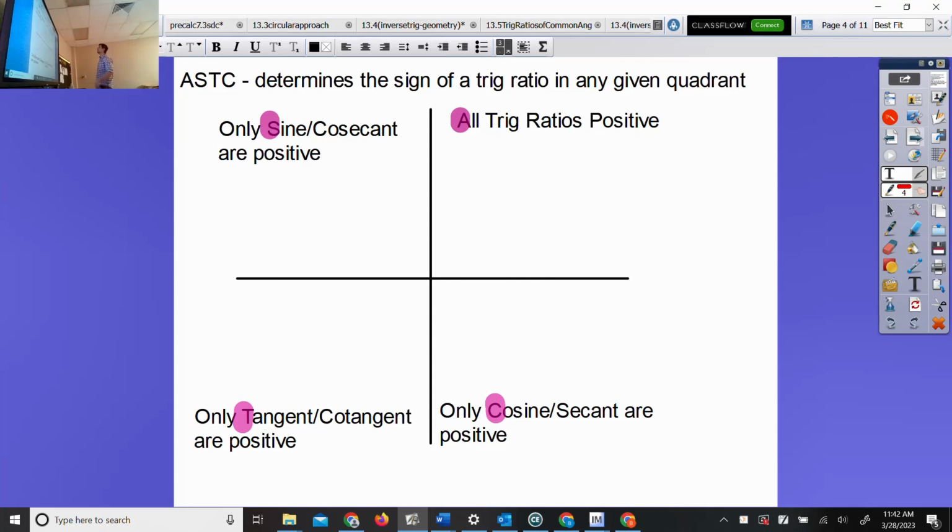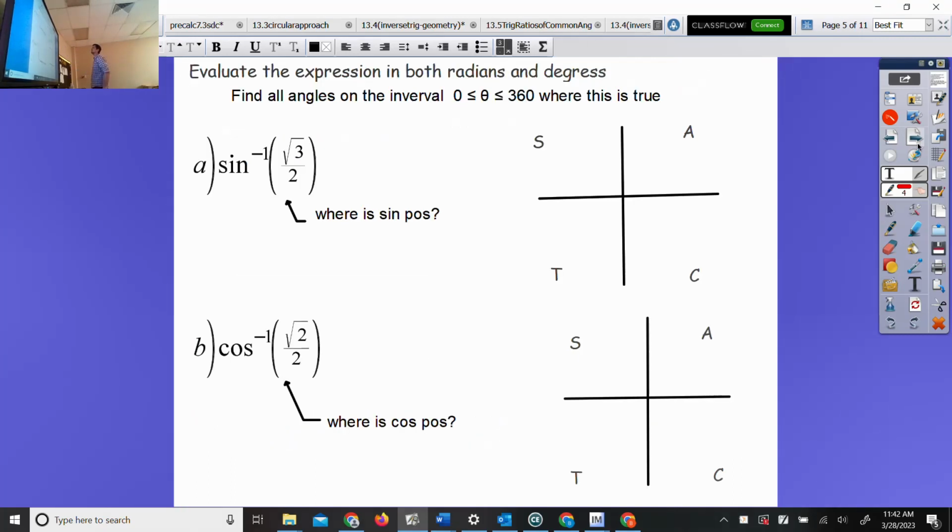Here's why that matters. These questions have 2 answers. How many answers is your calculator capable of returning to you? 1. That's why that matters.